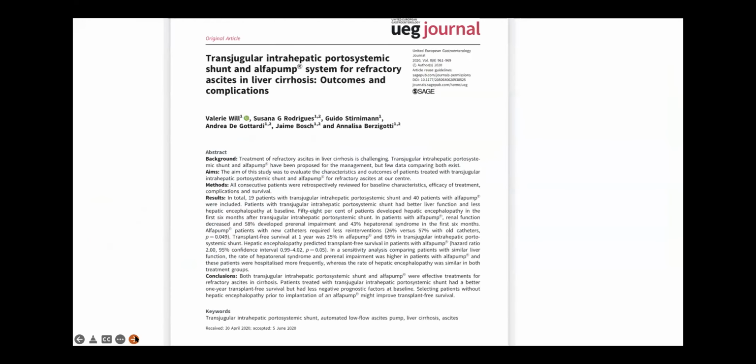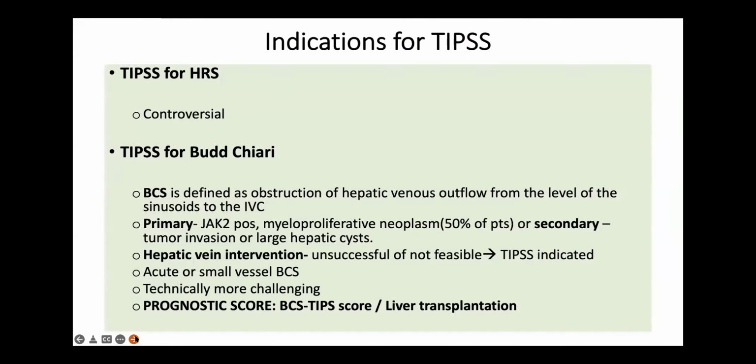I saw that in the UEG, they reviewed TIPS versus the alpha pump system for refractory ascites. And it seems quite promising, and it maybe should be proposed for management later. I need to look more into the complications regarding this pump, but I thought that was quite interesting.